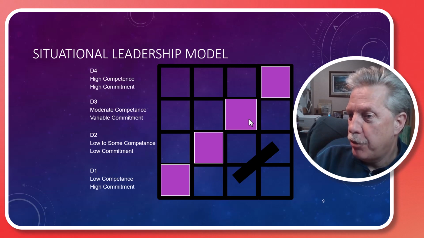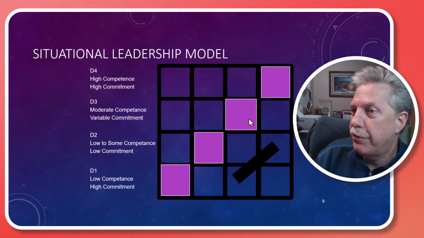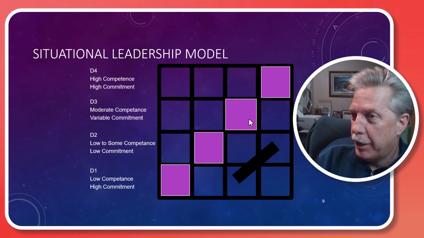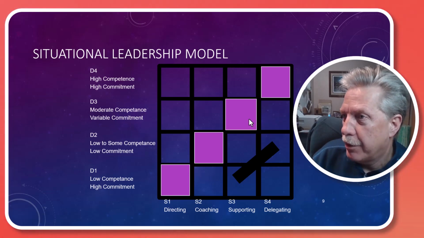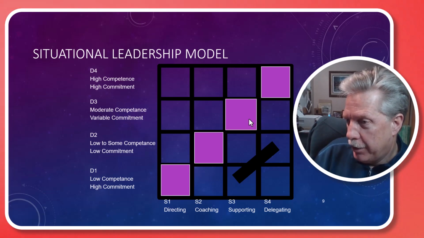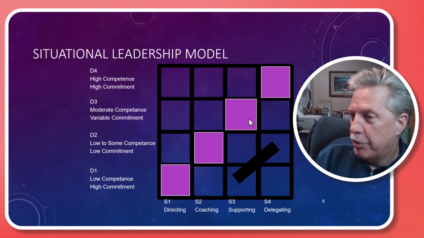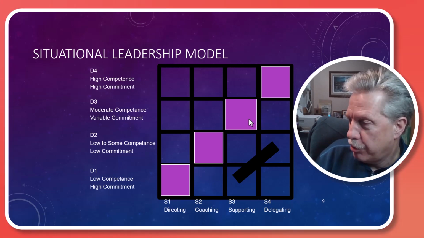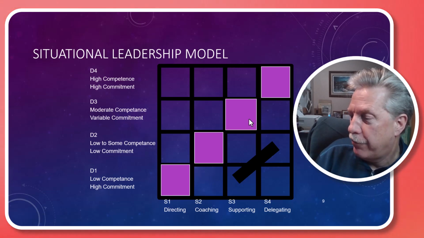We go from D1, which is low competency but high commitment, all the way up to D4, high commitment and high skills and high competency. We put on the bottom of the matrix the styles of leadership. S1 is a directing style, S2 is coaching, on through S3 and S4, and S4 is a delegating style.